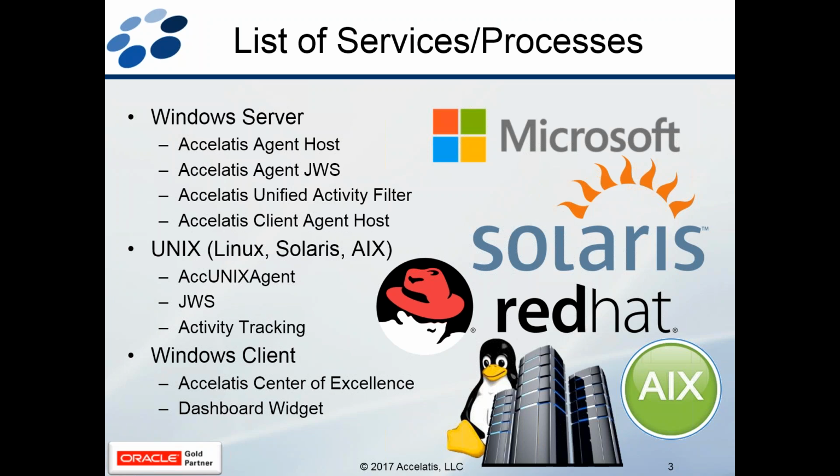And over on the Unix side of the house, which could be either a Linux, Solaris, or AIX box, we have the ACC Unix agent. We also have a JWS flavor that would run on your Unix box. Or you might have something called activity tracking, which is the Unix equivalent of the Accelatis unified activity filter that normally runs on Windows. And then on the client side, there's a couple of things that you might see.